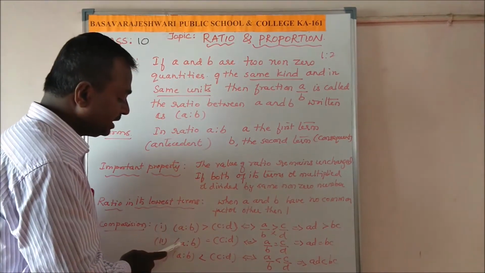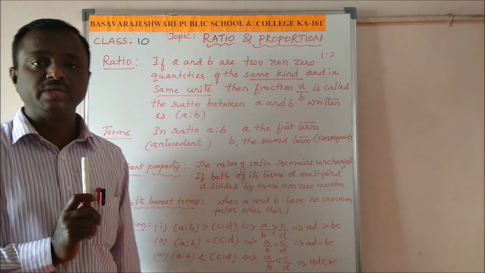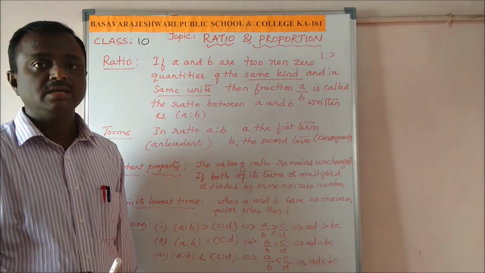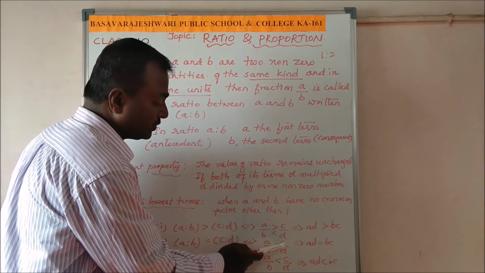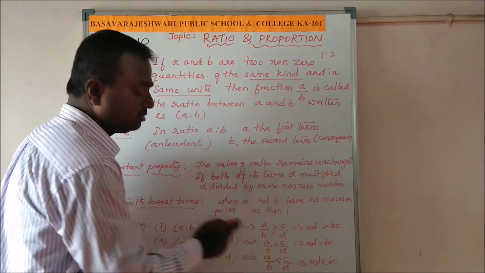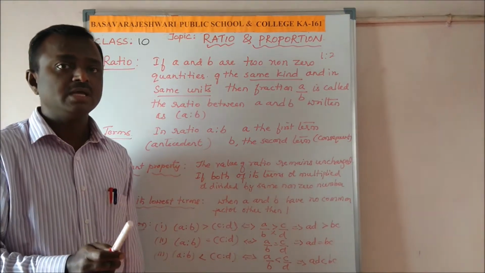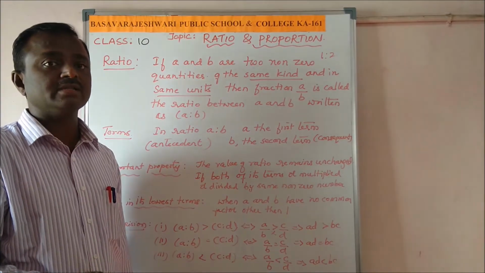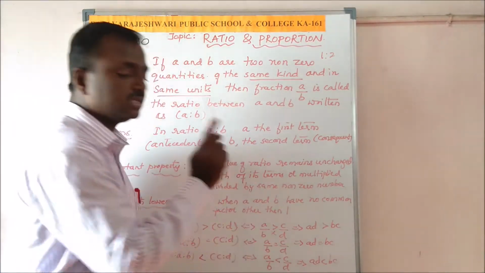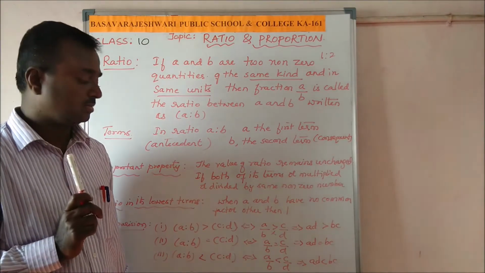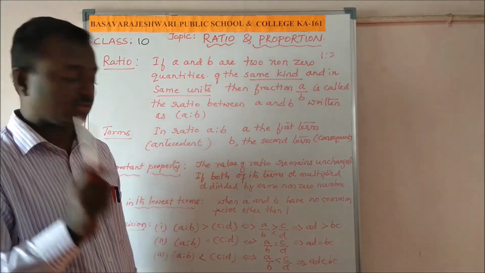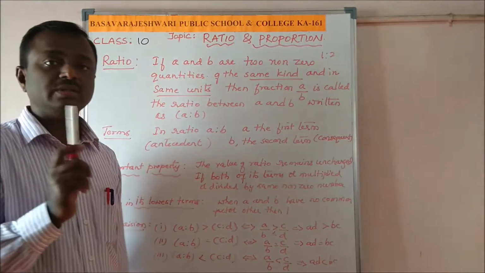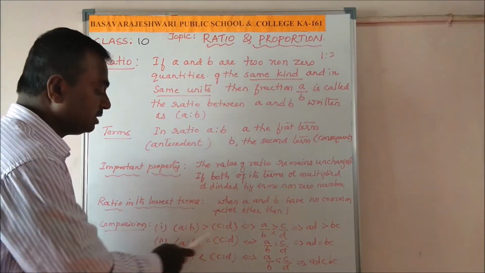Similarly, A is to B ratio is equal to C is to D ratio means if I convert that ratios into fractions, A by B is equal to C by D. Here also if we cross multiply, the product of AD should be equal to the product of BC. Then only we can say that the two ratios are equal ratios.